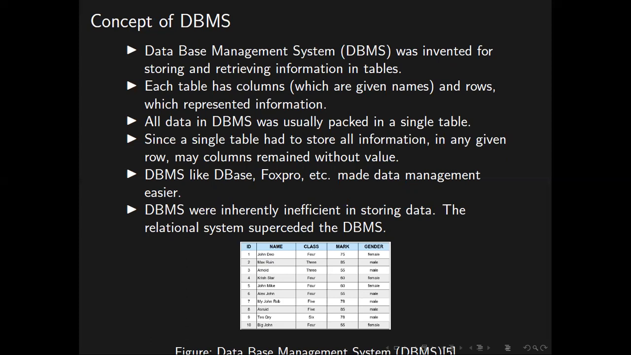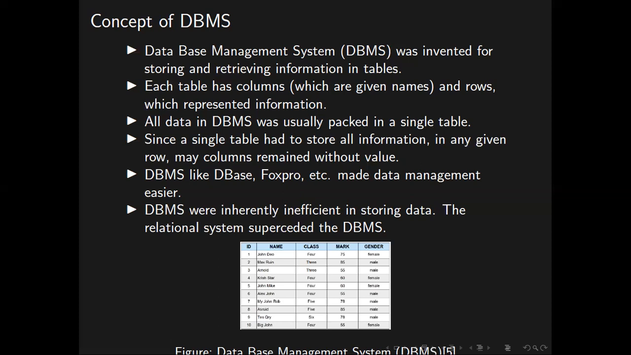Each table has columns and rows which represent the information. Rows are for one particular record and columns are for defining the data which we wish to include in the table. We have columns and rows which together are called tables. All data in RDBMS is stored in the form of tables. Tables have columns and rows.